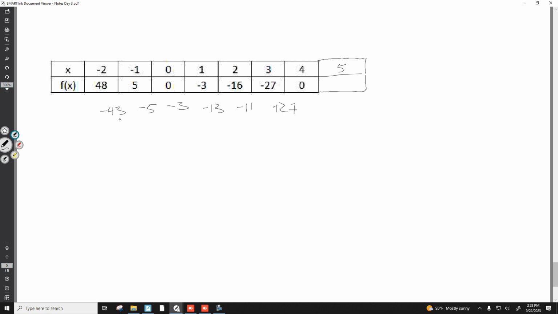Negative 43 to negative 5 is positive 38. Negative 5 to negative 3 is plus 2. Negative 3 to negative 13 is minus 10. Negative 13 to negative 11 is plus 2. Negative 11 to 27 is plus 38.